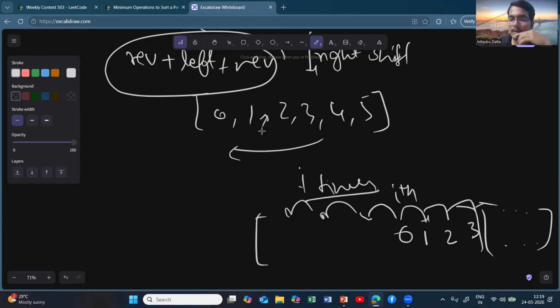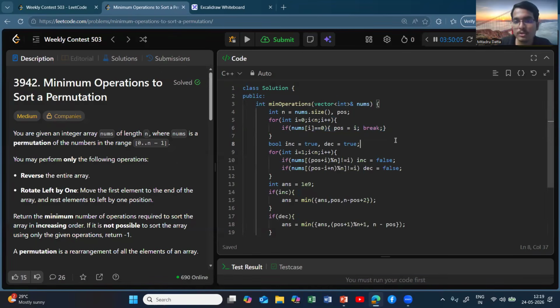Okay, or I will also check whether this element should be 5, this element should be 4. Or if it is present in the reverse manner, I will check whether the last element, the element before it, should be 1 or 2 or 3. This way I would like to check whether it is increasing or decreasing. So that's why I took out the position of the 0.